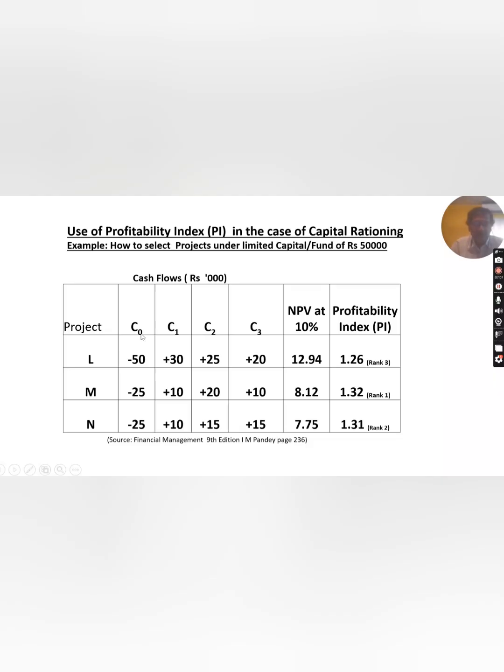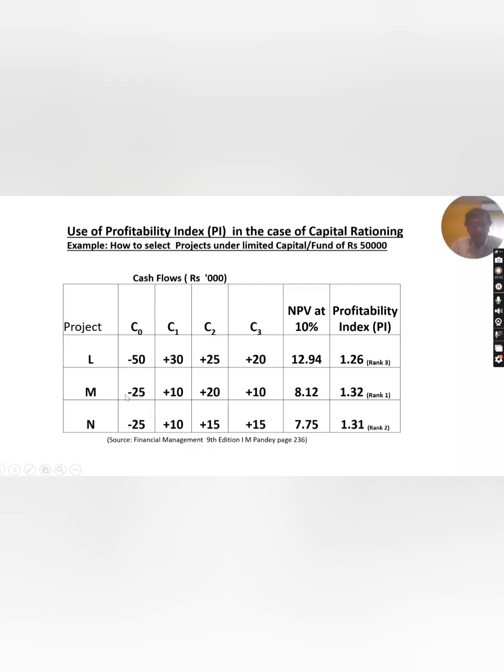Initially for the project L, the investment or outflow of fund is 50. All figures are given in thousands. And these are the cash inflows. First year cash inflows is this, second year, third year. You can calculate it. I'm not going to show it. As I've already mentioned, you have the knowledge of calculation of NPV, PI, IRR. For the project L, the NPV is 12.94. Discounting factor is 10%. For the project M, the initial cash outflow is 25,000.